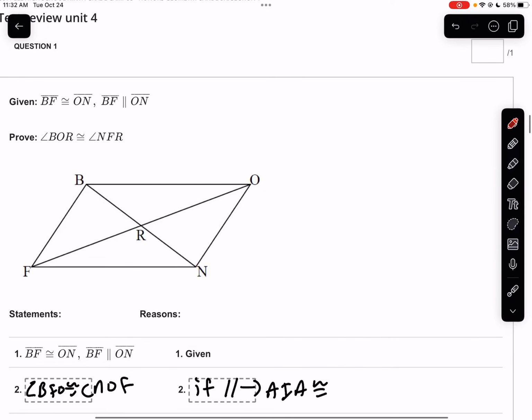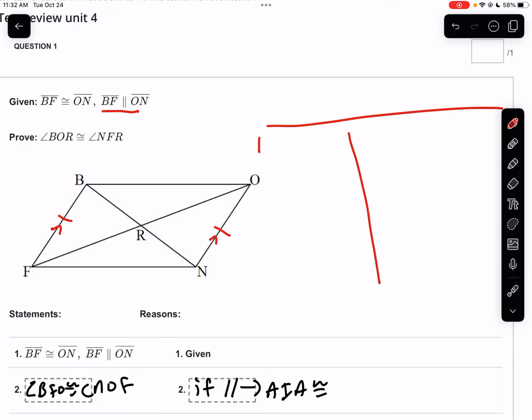So what do we got? We got given BF is congruent to ON. First step, every proof, you start marking up the given information. They told us those two sides are equal, and here they tell us that those two sides are parallel. So you mark up the given information always. If there's something to write about, you write about it. But we're going to write a proof, and I'm going to just freehand it over here.